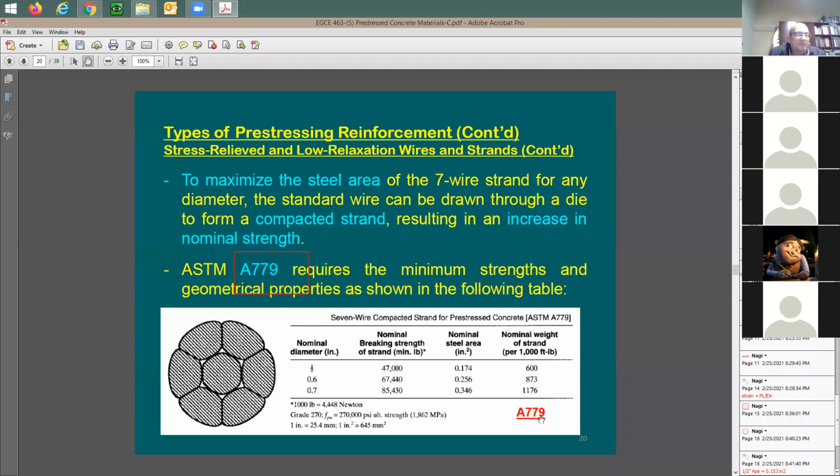Again, the A779, we're not going to be using it, but you understand the process. You see the pressure, they put pressure on it, they kind of compact it all together to increase the cross-section area of it. Not very critical to us, we're not going to be using it.